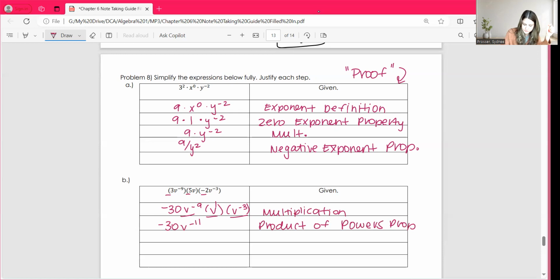Property. One last thing, we have to take care of that negative exponent. So I've got -30 divided by V to the 11th is the negative exponent property.